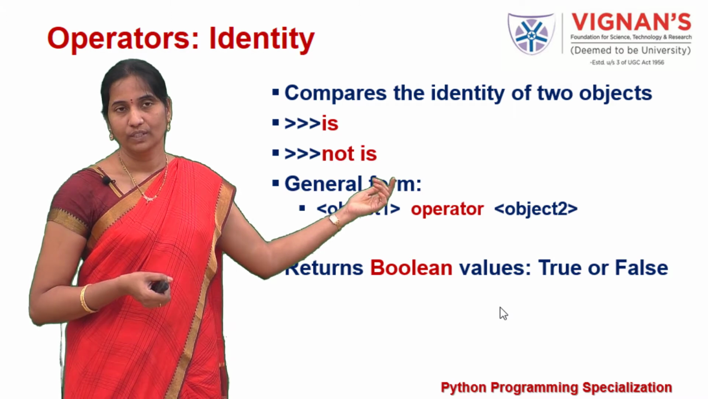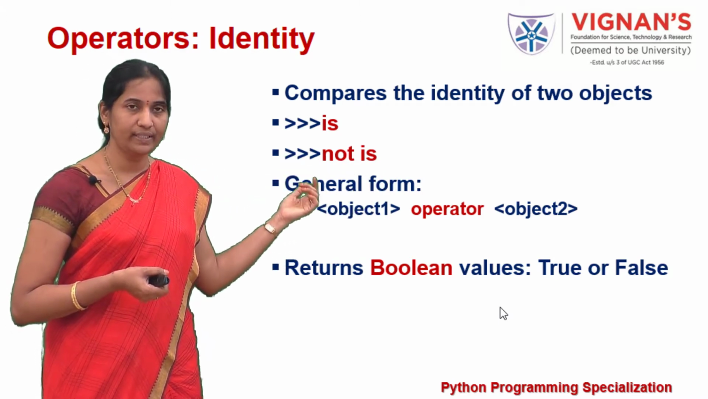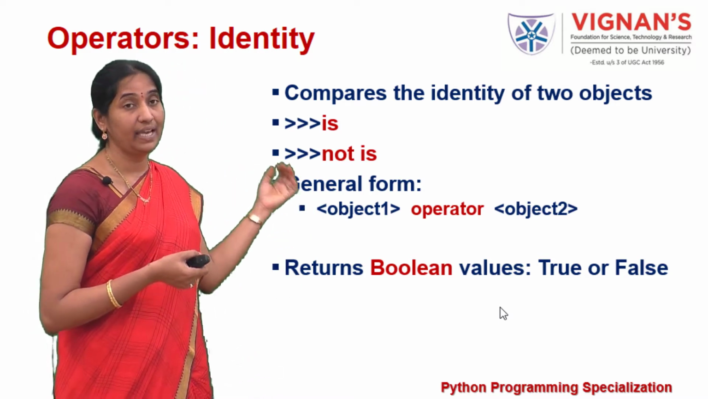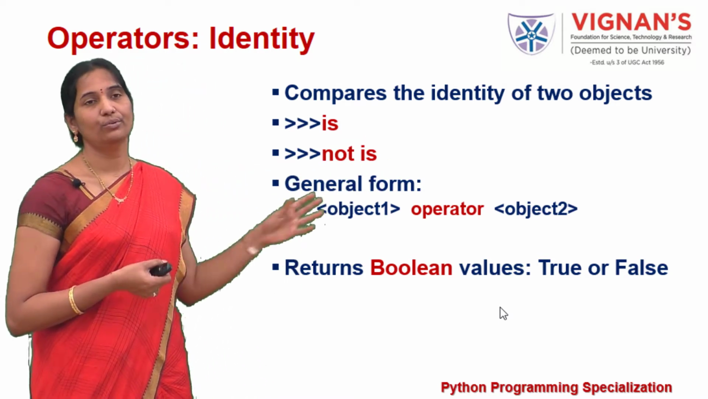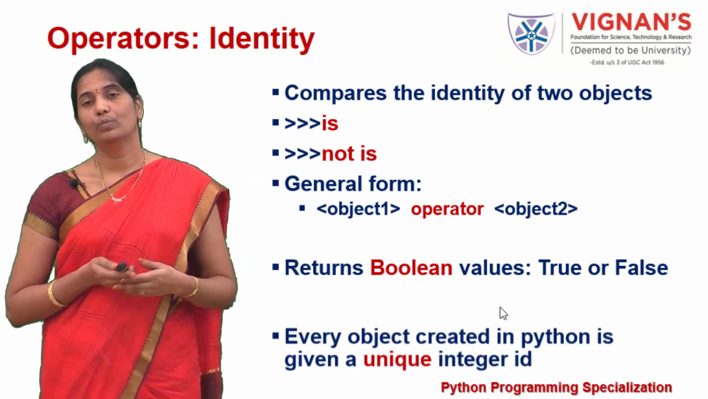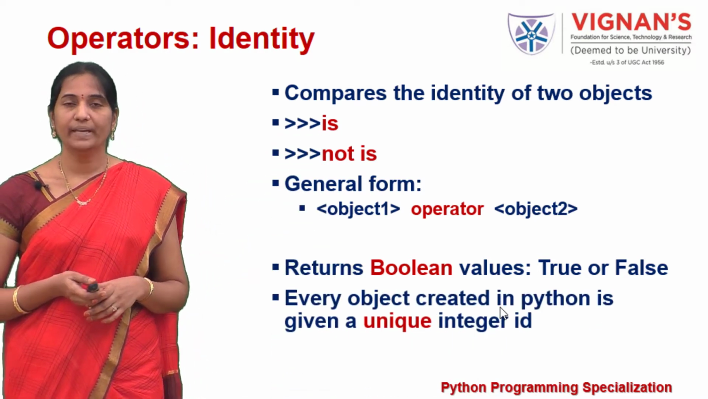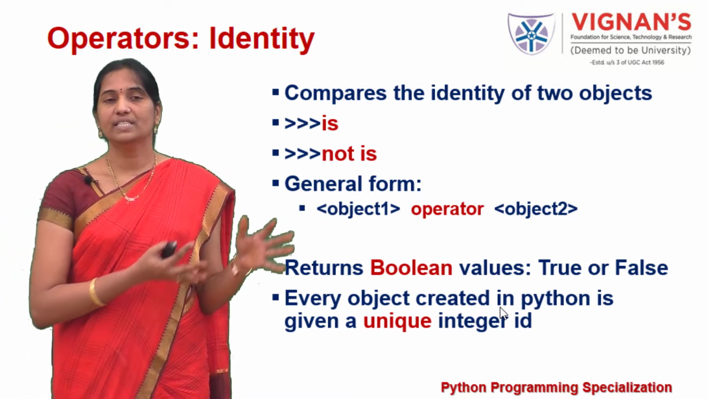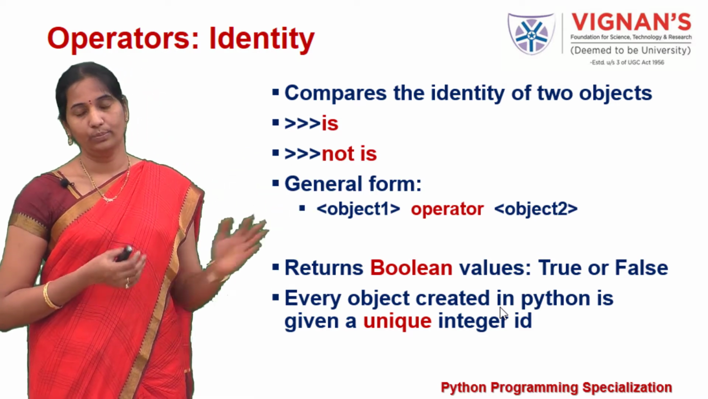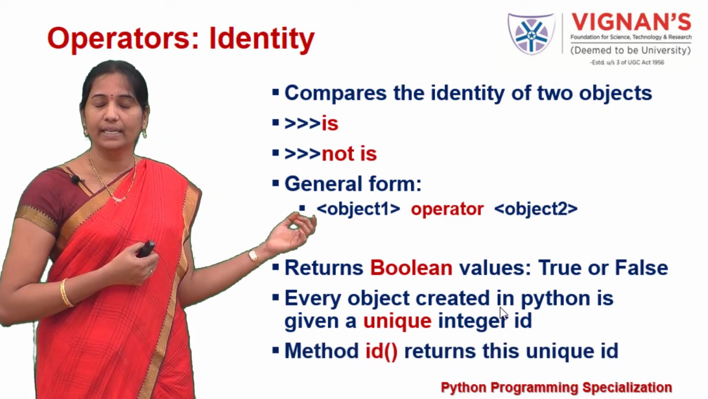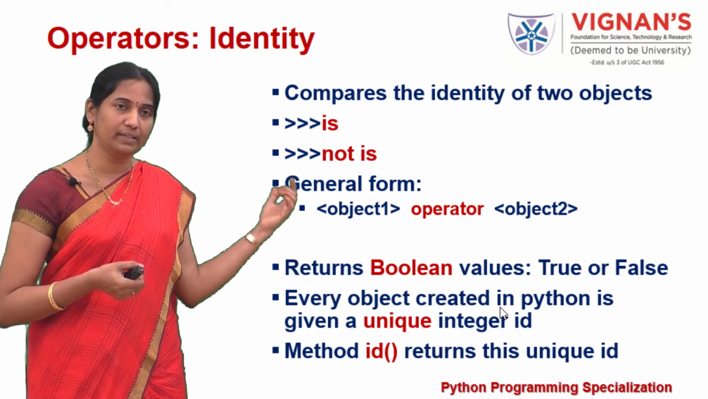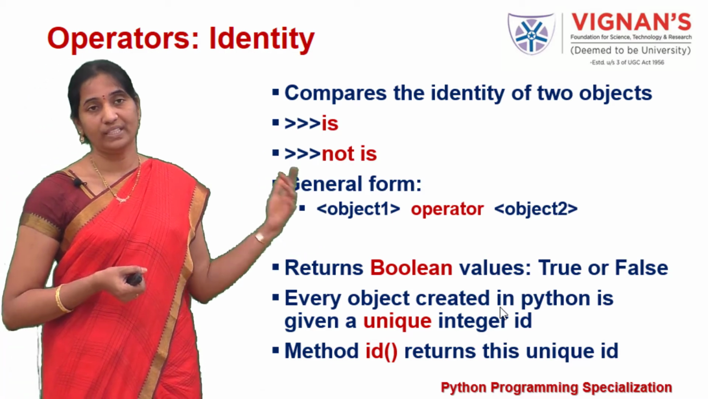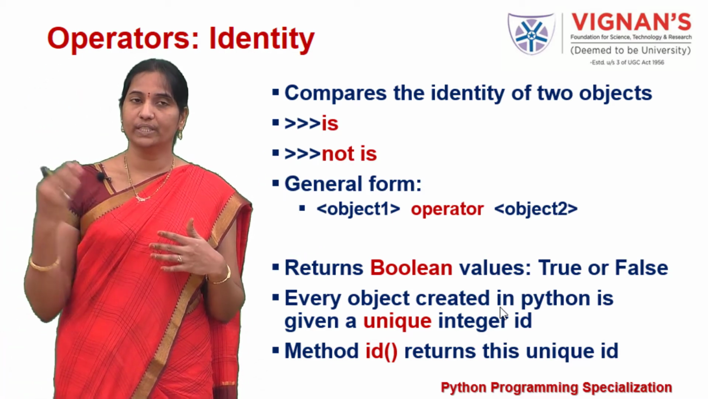Object1 operator object2. I can use that to check whether A and B, two variables, are pointing to the same object or not. I can use that as A is B. And whenever you are using is and not is, they return the Boolean value true or false. Basically every object created in Python is given a unique integer ID to designate the memory location of the object, and this unique ID can be returned by Python by using the method id.